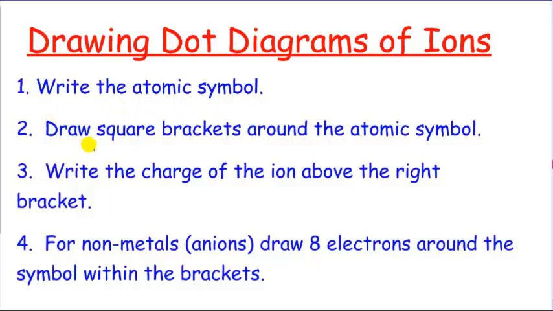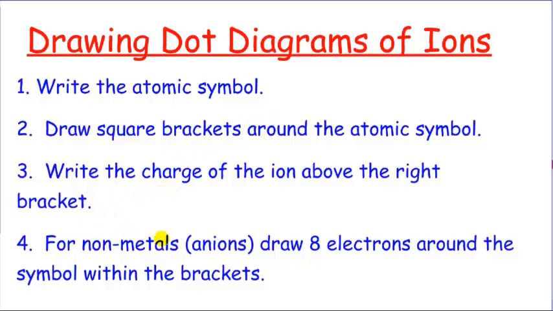The next thing that you need to do is draw square brackets around the atomic symbol. The reason why we draw square brackets is to indicate that we're dealing with an ion, a charged particle. So whenever a chemist or scientist sees those brackets, they should immediately be thinking, it's an ion. The next thing we do is write the charge of the ion above the right bracket. So again, we're superscripting the charge above the right bracket.